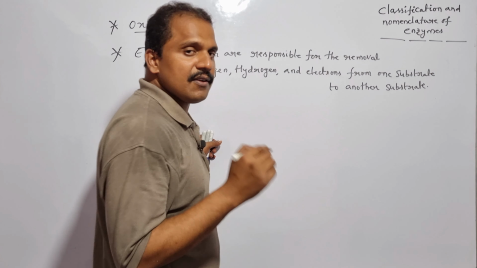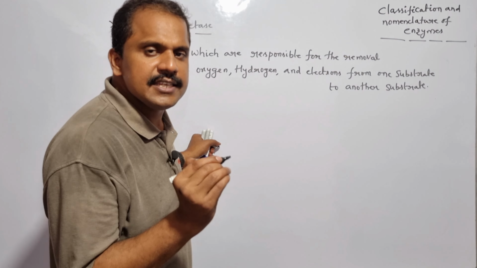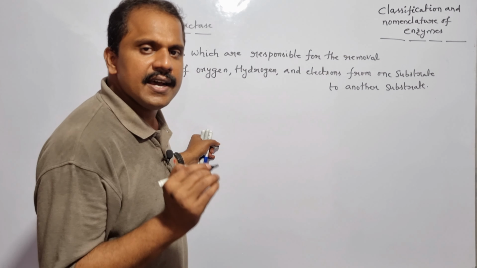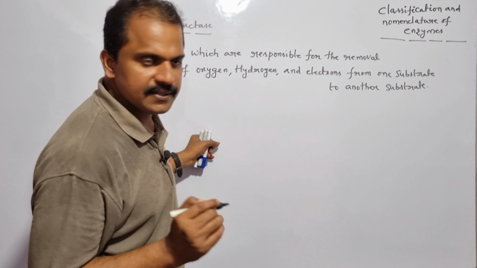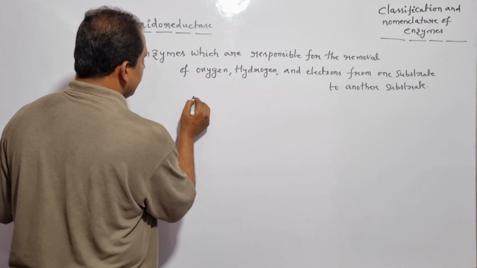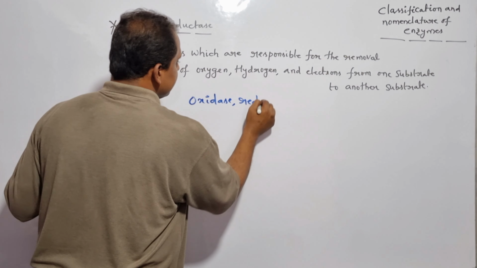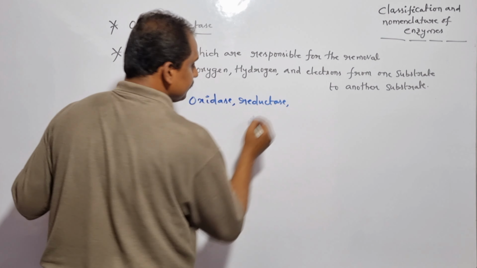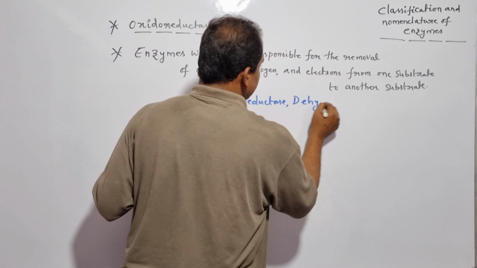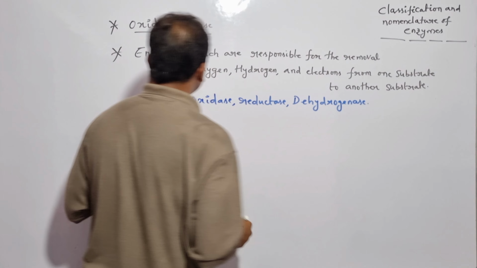Oxidoreductases. What are the various enzymes which come under the class oxidoreductase? The various enzymes which come under the class oxidoreductase include oxidase, reductase and even the dehydrogenase. Let me write it here. Oxidase, reductase and even the dehydrogenase. All these are the various enzymes which come under the class oxidoreductase.